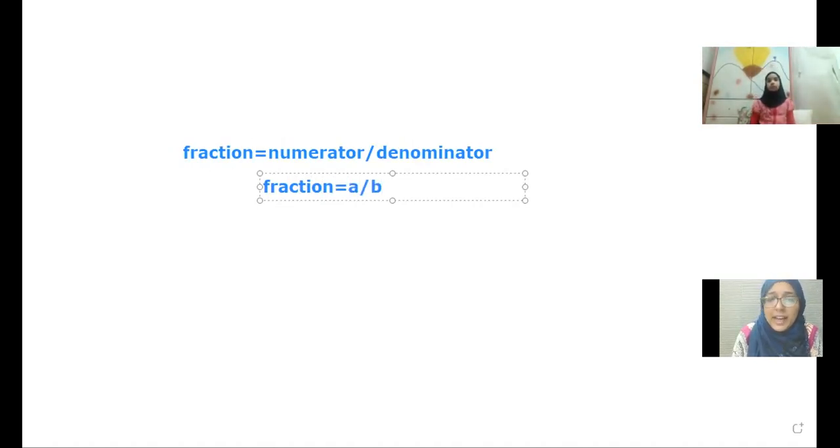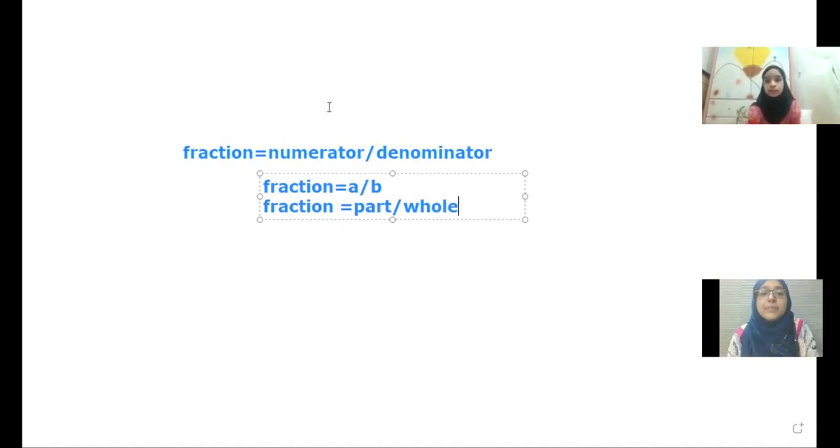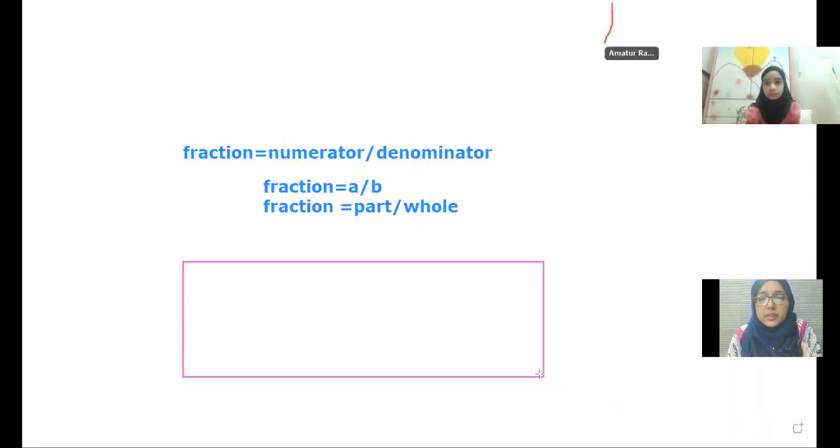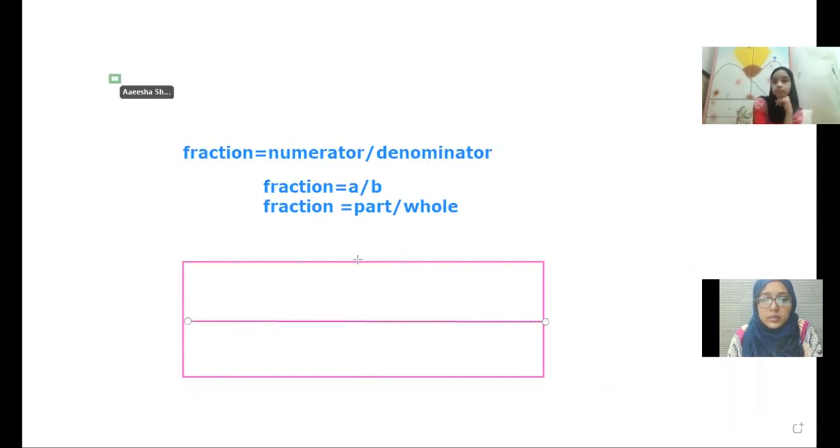Now look, or can I say fraction is equal to part of whole, part upon the whole. Like what we have done. Let me give you an example. These are the fractions. We are done with proper fraction, improper, equivalent. Yeah, perfect.